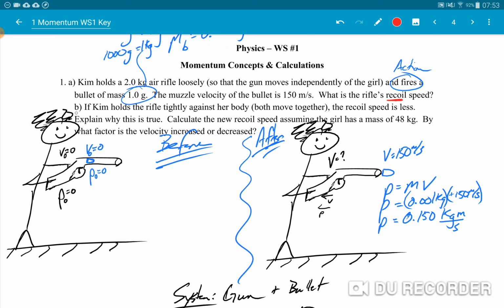Now, in B here, if Kim holds the rifle tightly, like I was describing before, then her body and the rifle itself will move together, and the recoil speed is less. Explain why this is true, and calculate the new recoil speed, assuming the girl has a mass of 48 grams. By what factor is the velocity increased or decreased?